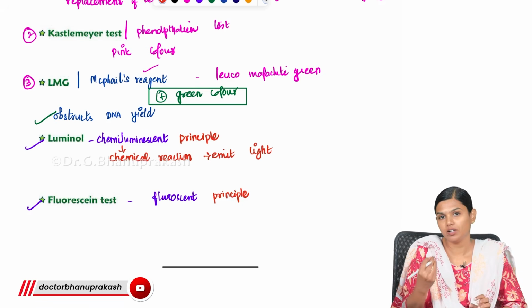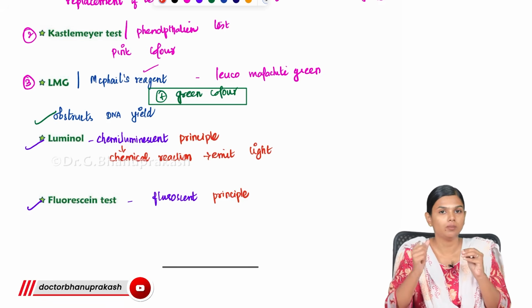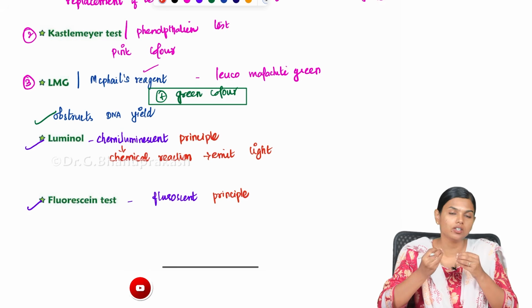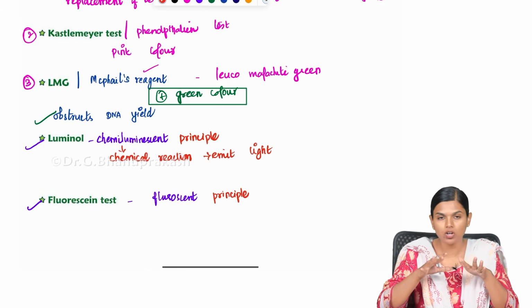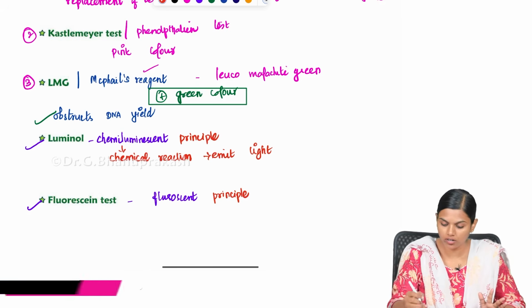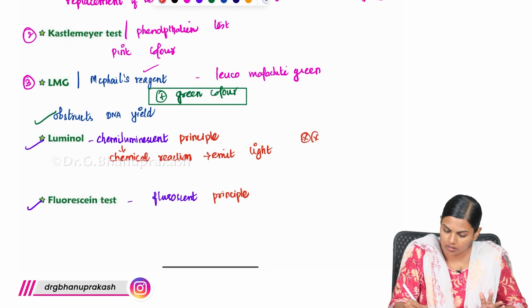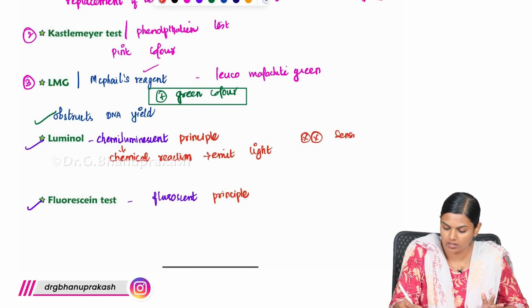So, there will be a chemical reaction when you spray the luminol over the blood stain. Because of the chemical reaction, there will be light. So, that is how you identify whether it is a blood stain or not. This is highly sensitive, and most commonly used.